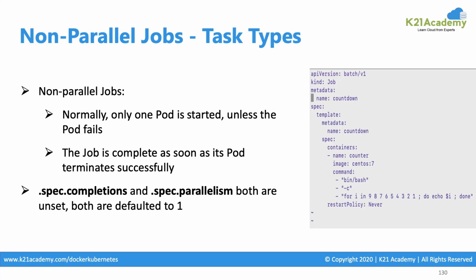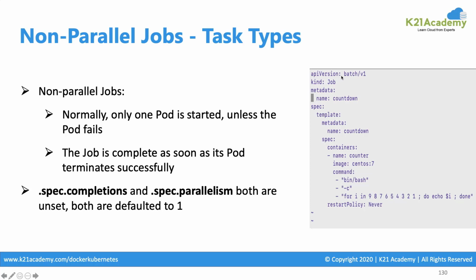In such situations, there are 2 parameters. One is the completion parameter, one is the parallelism parameter. Both of them are set by default to 1, and we don't play with those parameters because we want one pod to start and finish to completion. Then only we mark the job as done. And one more thing is the parallelism. We don't want any parallel pods to get created, only one pod that would be doing the task.